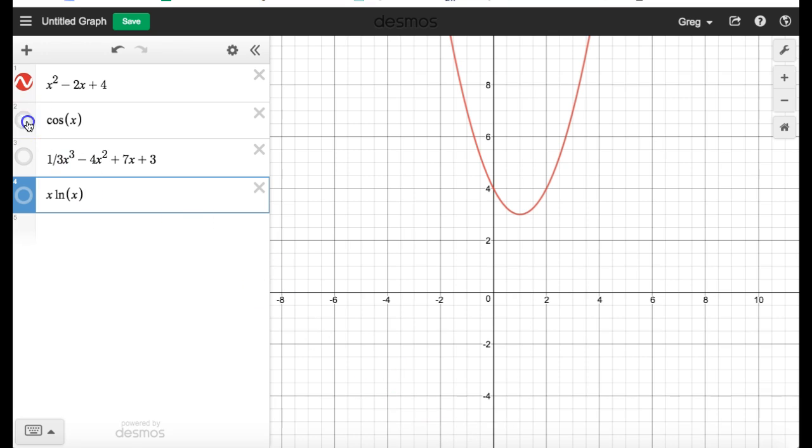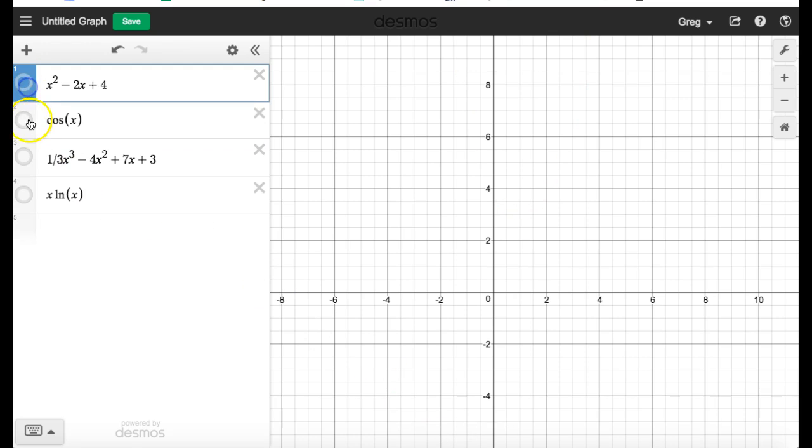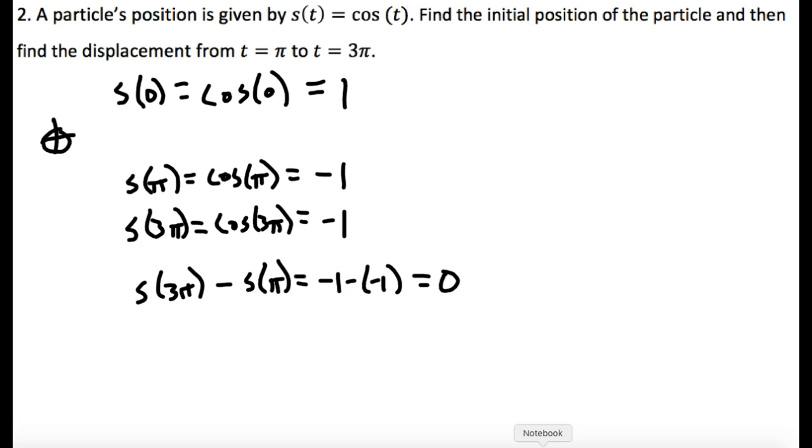So visually, if we take a look at cosine, we're starting at 1, then at pi, I'm down at -1, and then at 3 pi, I'm also at -1. So even though I did a lot of traveling, my particle definitely moved a lot in between t equals pi and t equals 3 pi, I ended in the same place that I started. All right. So my displacement, we would say, is 0.